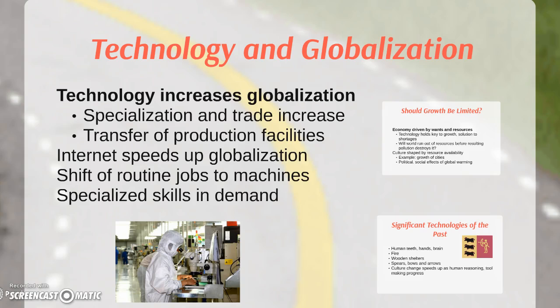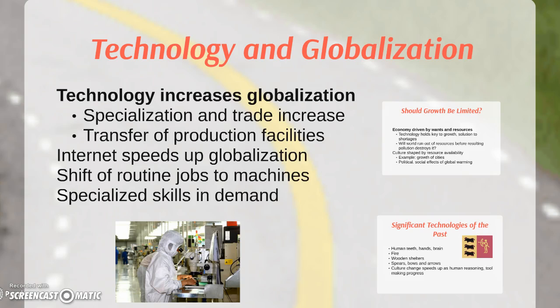The internet speeds up the globalization process. There's a shift of routine jobs from human beings to machines. I remember when on the turnpike in Miami we had actual human beings collecting the tolls. Then we went to a SunPass system, and now you don't even see the toll as you drive through it. It's all become automated.